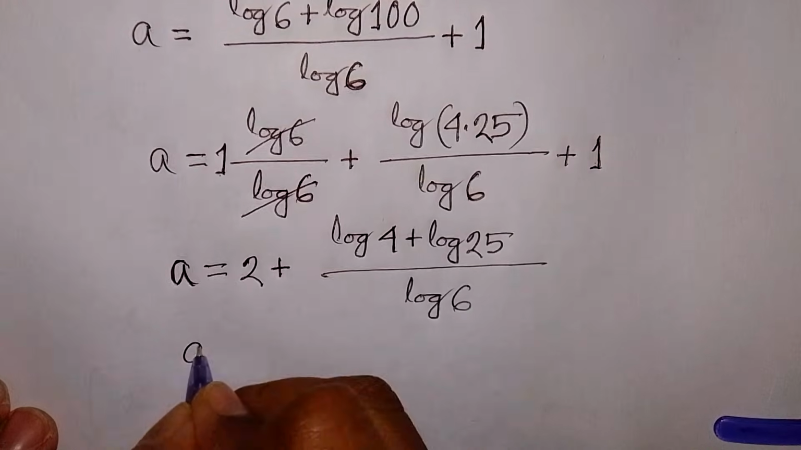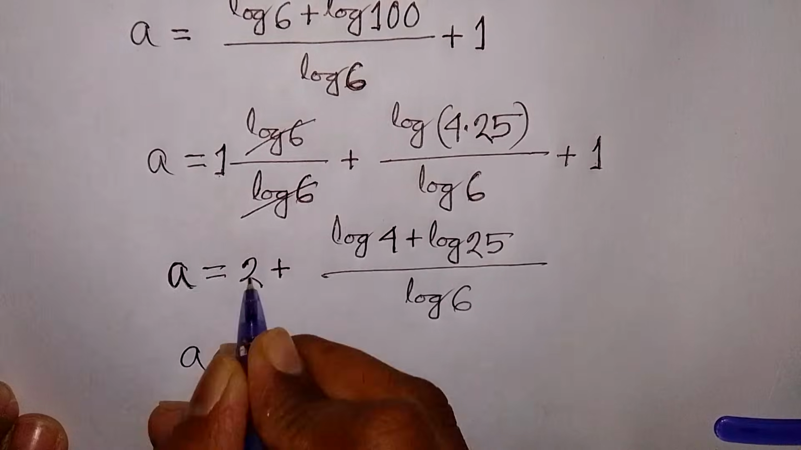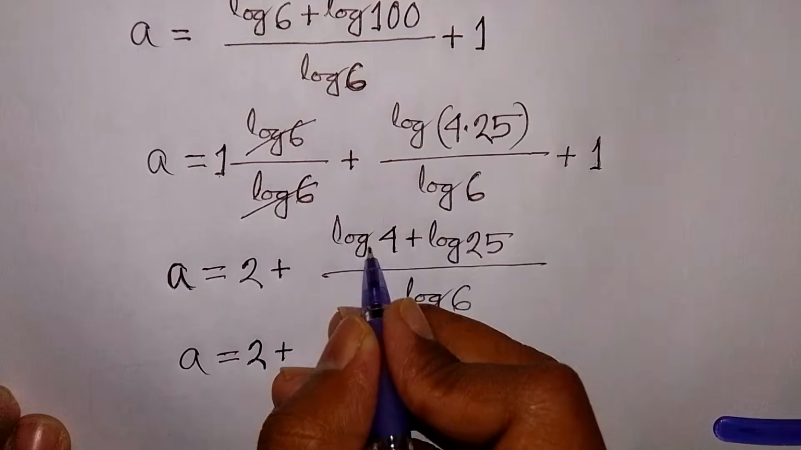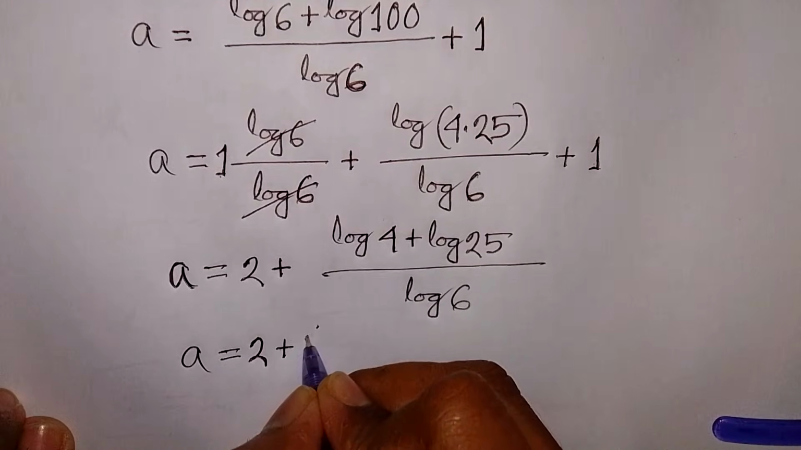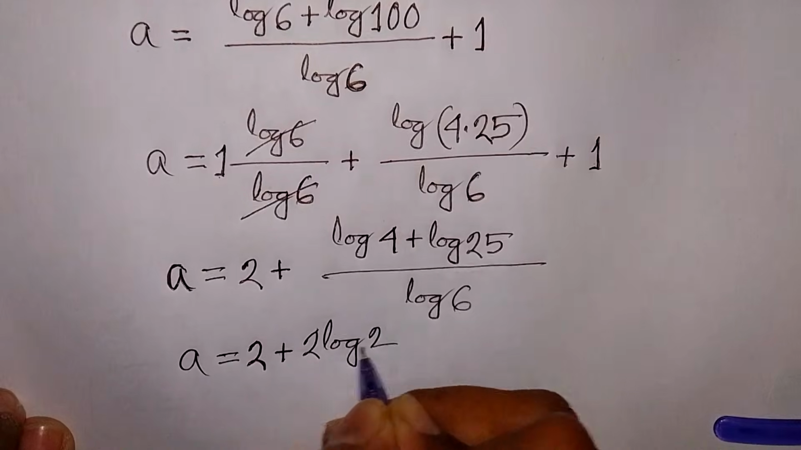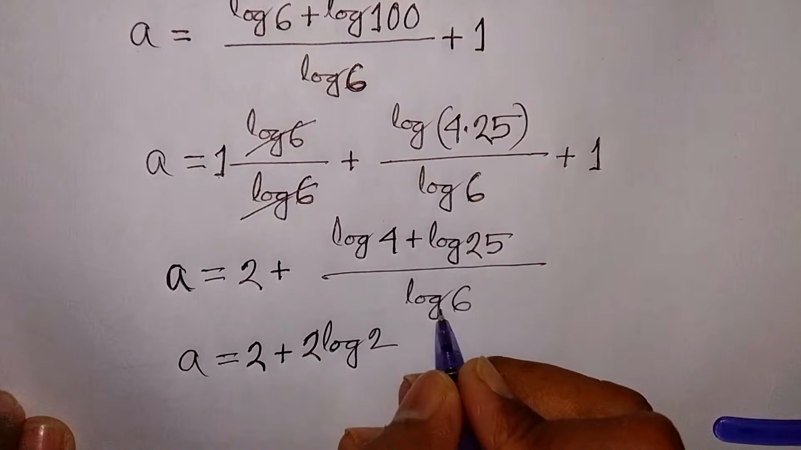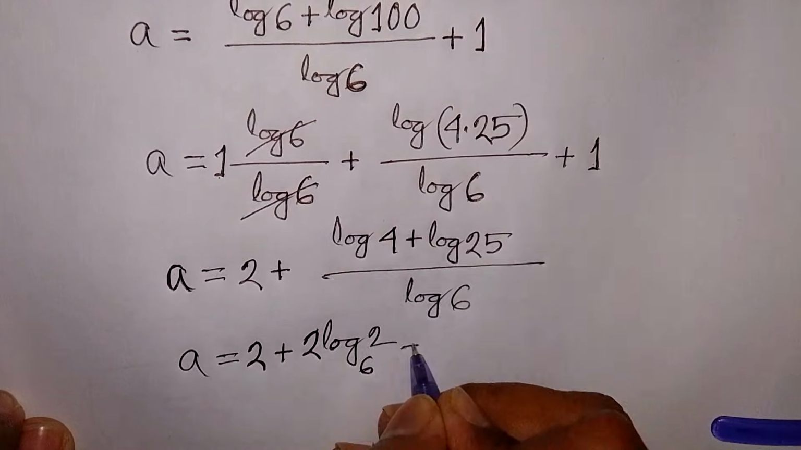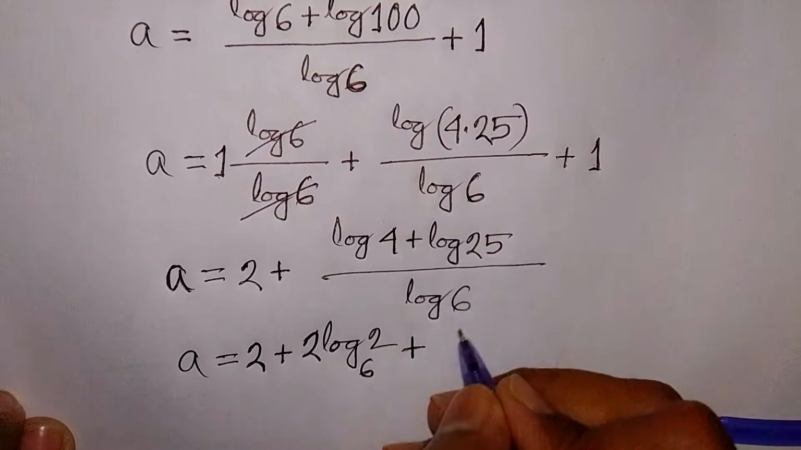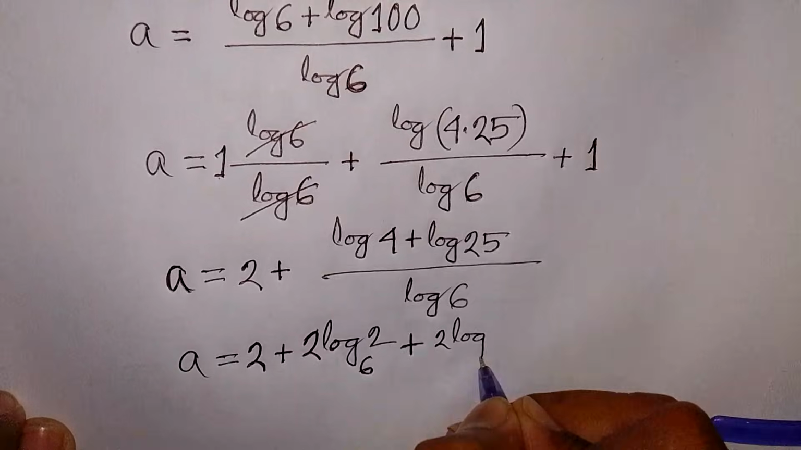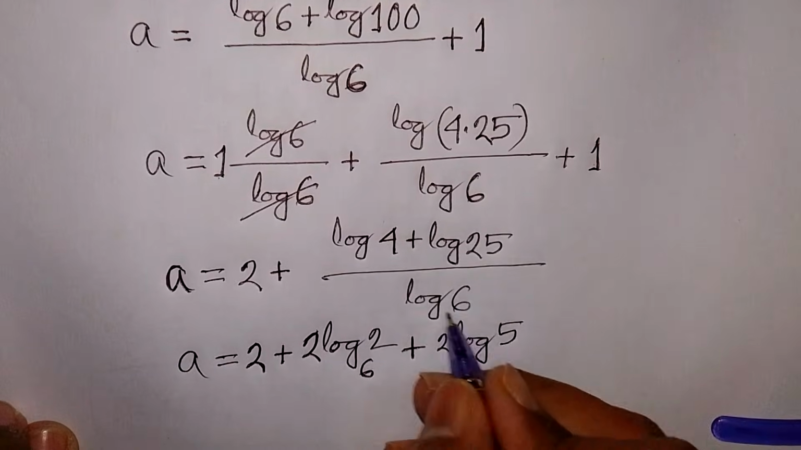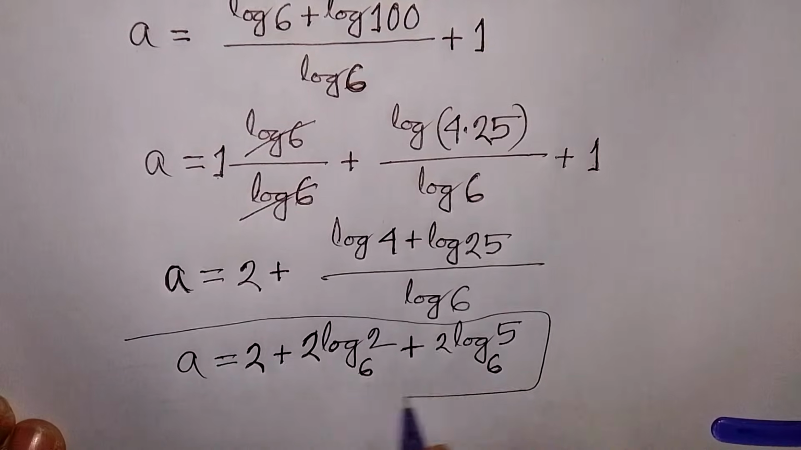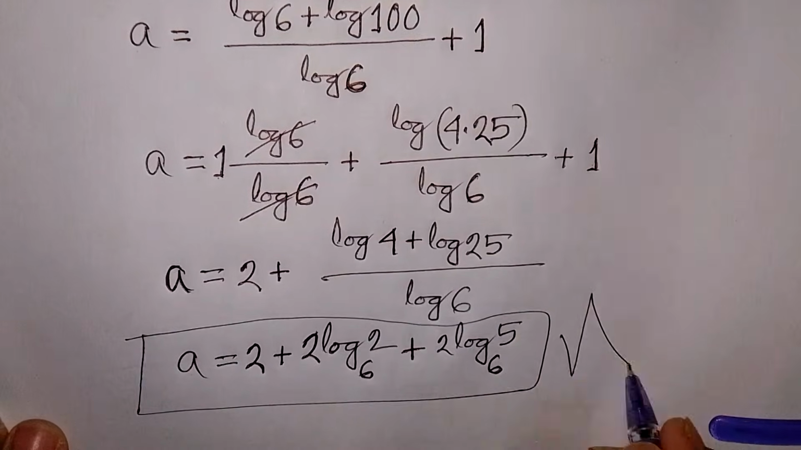Next step, a is equal to 2 plus log 4, which is same as 2 log 2. So 2 log 2 over log 6, so it will be 2 log 2 by 6, plus log 25, which is same as 2 log 5. So 2 log 5 over log 6, so it will be 2 log 5 by 6. This is the value of a. So this is our final answer.